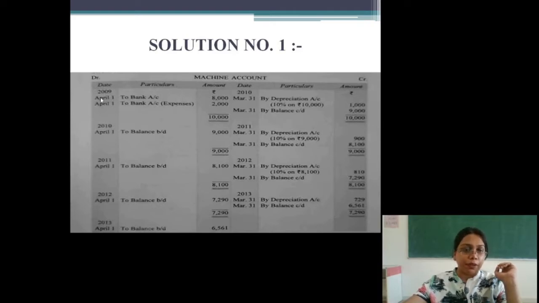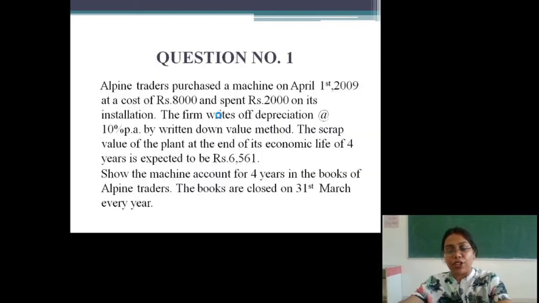We have started from April 1, then we will take it to March 31st. So we will charge the depreciation on March 31st by depreciation account. Now we will charge the depreciation on 10,000, not on 8,000. We will charge the depreciation on the total amount of that asset. So the total amount of the asset is rupees 10,000. We will charge the depreciation on 10,000.